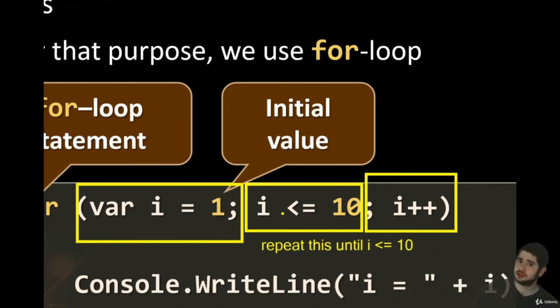It becomes 2. We check if 2 is less than or equal to 10. It is, so we continue. 3. We check if 3 is less than or equal to 10. We continue on and on. Finally, you get to 1, 2, 3, 4, 5, 6, 7, 8, 9, 10, and you check if 10 is less than or equal to 10. It is. You continue, and when you get to 11, you check if 11 is less than or equal to 10. That is not true, that is false, so you stop.